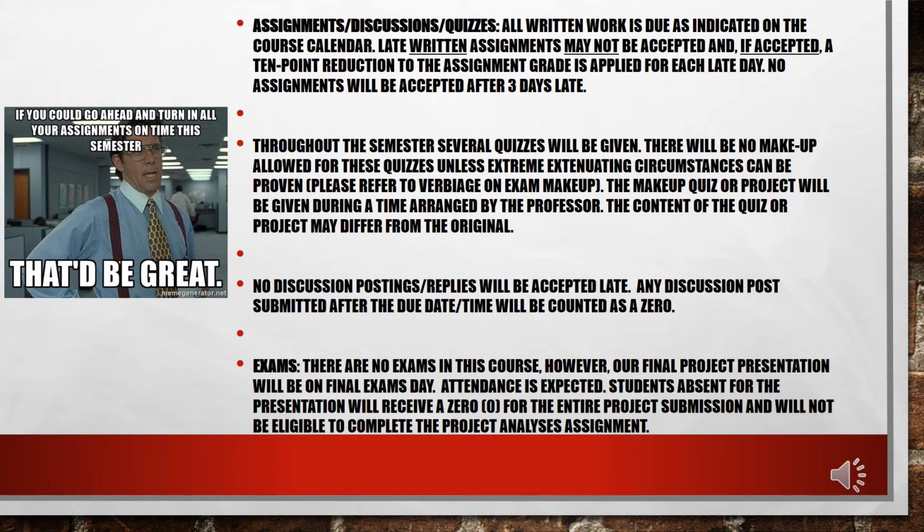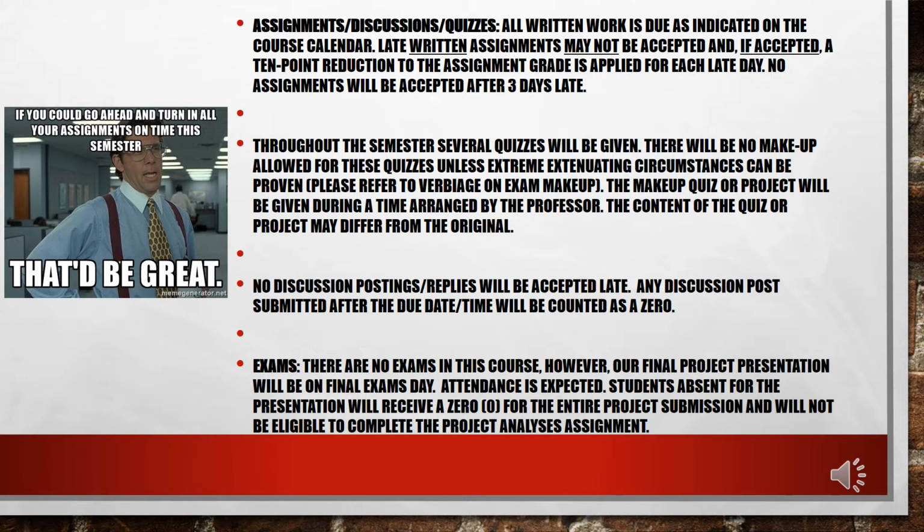The last thing I want to talk about as far as the syllabus goes is assignments, discussions, and quizzes, and when they're due. There's 2 actual written assignments in this class. One is going to be your reflective journal, which is going to be turned in a binder. The other is going to be your group project. They're all due on time.